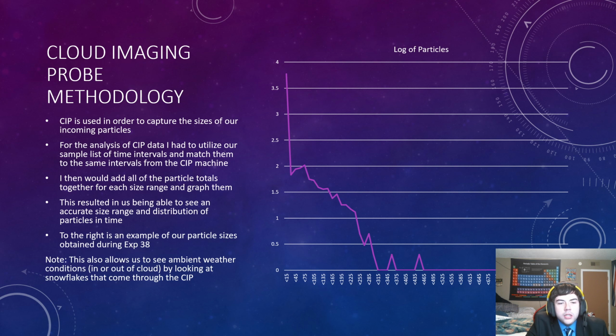I then would add those and get the total amount of particles present, and basically to make the graph on the right, I took the logarithmic value of the totals, and as we can see on the x-axis, those are the particle bin sizes. That's why there's the less-than size, but we can see that the most particles are found at less than 15 micrometers, or microns. My bad.